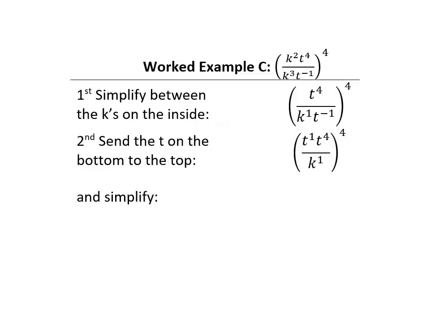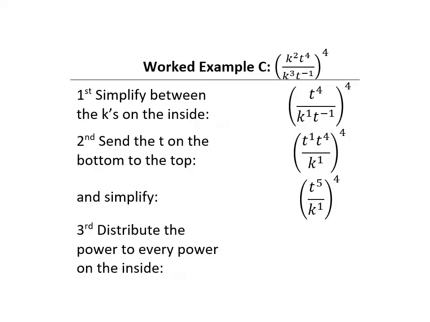And then we can simplify that top part to t to the 5th over k to the 1st. Then we distribute the power to every power on the inside. And so that gets us t to the 20th and k to the 4th, because we multiply.